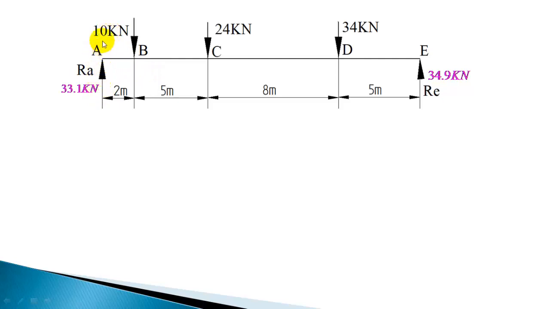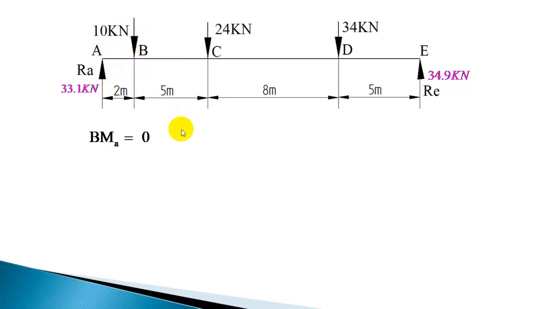So this force, I am only taking the left side forces. When you take a point, I am taking only left side forces. The moment produced by this force: that is 33.1 into 2, a clockwise moment. So 66.2, that is the bending moment at B.